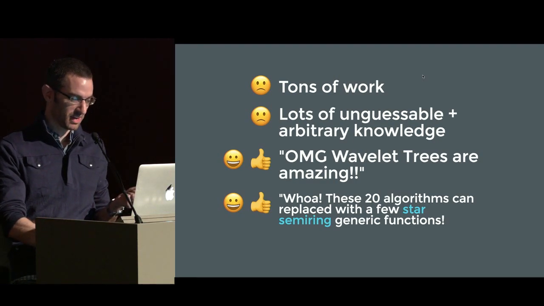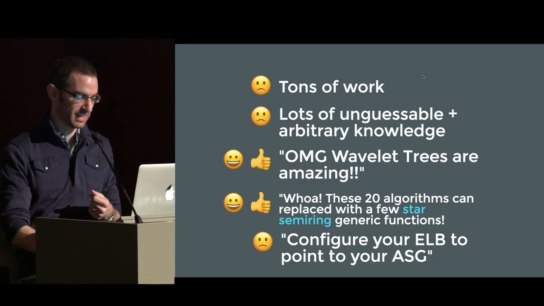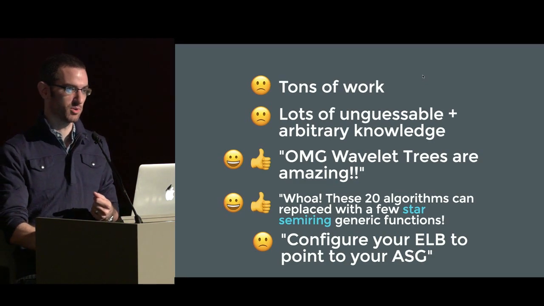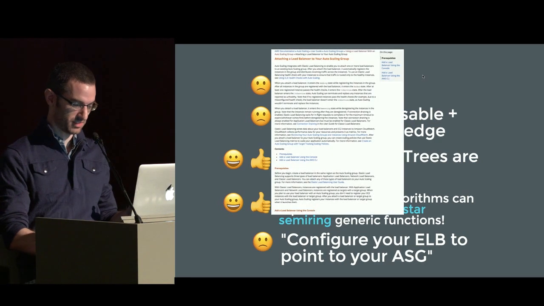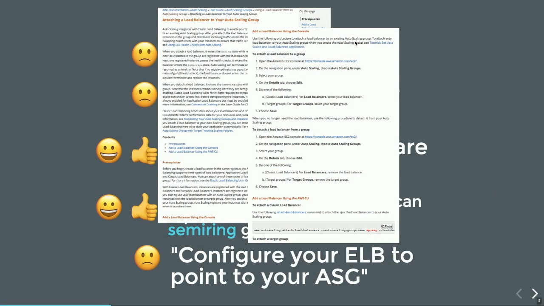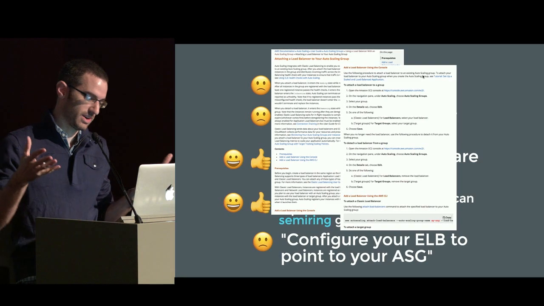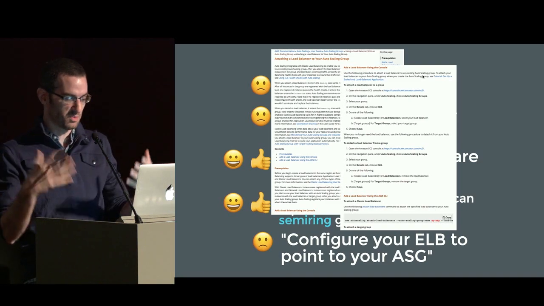But then when you're building a distributed system, you have things like, configure your elastic load balancer to point to your auto-scaling group. And it's like, how do you do that? I don't know. It's just some arbitrary procedure that you just have to know. And when you build a larger system, you have a ton of these different things that you all need to know about. I wish things were better than that.